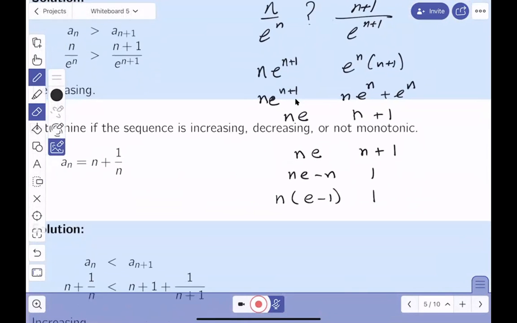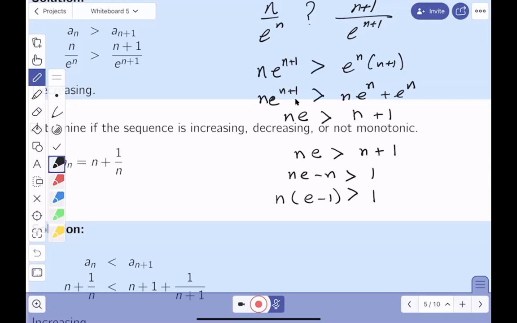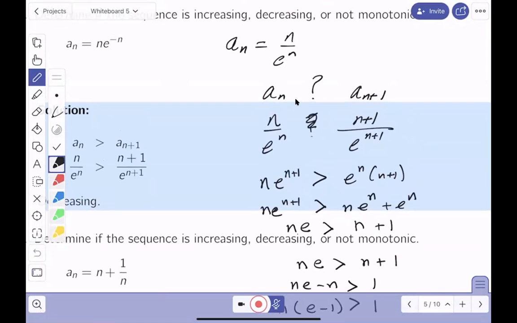So let's write this down now. Bingo, bingo, bingo. I'm just going to cross these out now. Bingo. Cross this out. Bingo. So what am I saying? Well, it's decreasing.